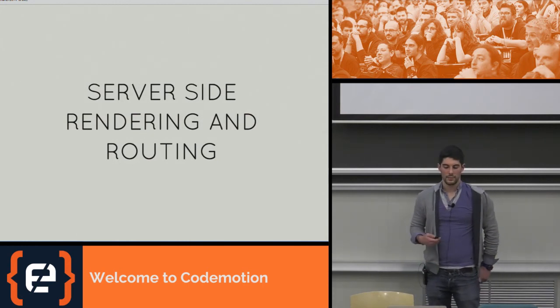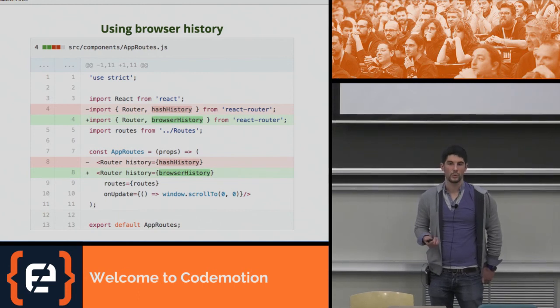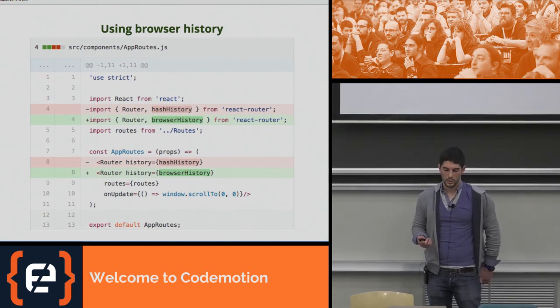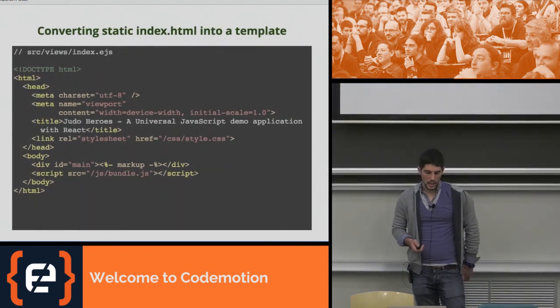We just need to add server-side rendering and routing, which basically means that, first of all, we want to switch to proper routing. So we are going to switch from hash history, which uses the hashtag and the fragment part of the URL to describe routes, to browser history, which uses proper URLs. And that's very easy. It's just changing 2 lines.